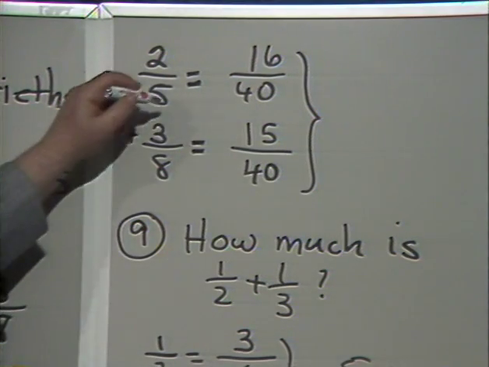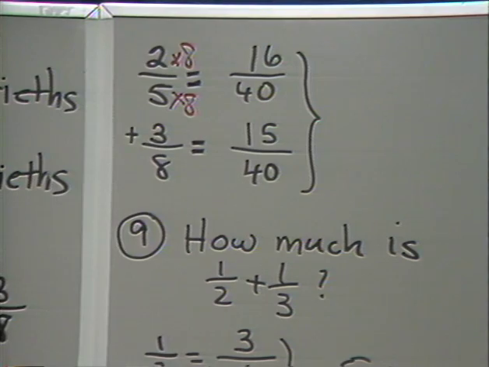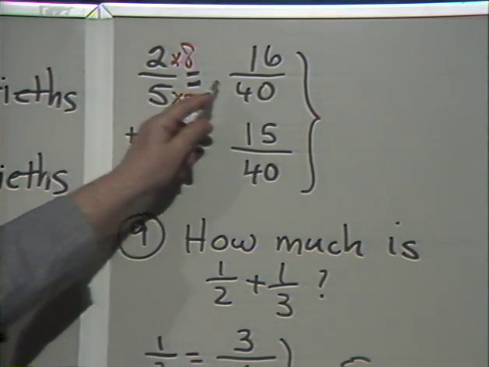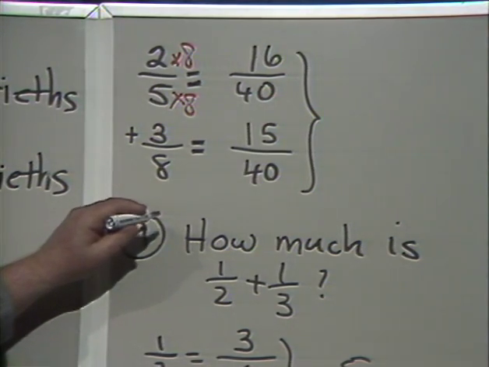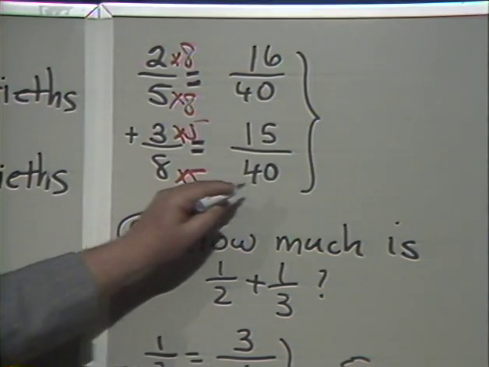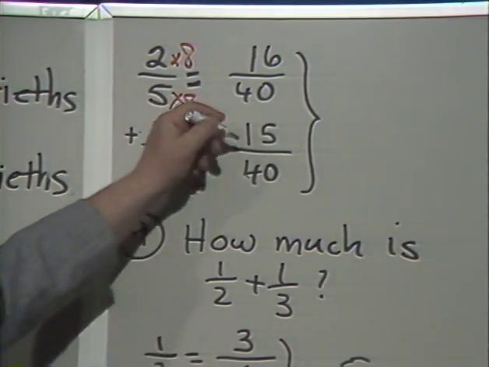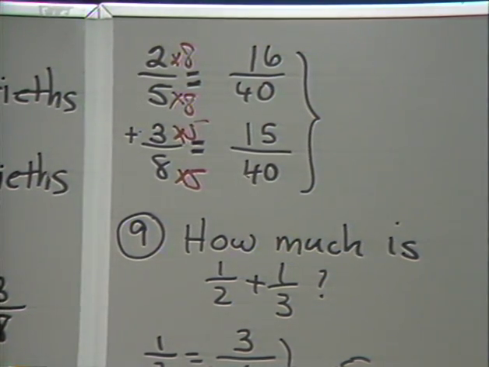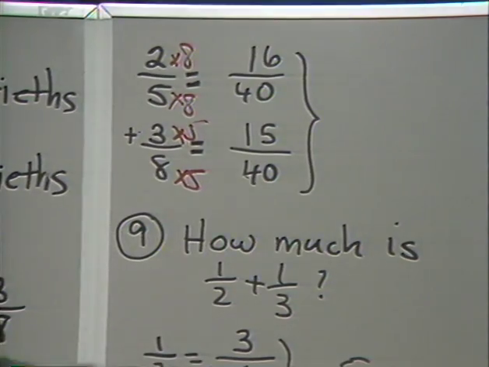Now you see, what you're going to do here is on the top one, you're going to multiply numerator and denominator by 8. See, 5 goes into 40 8 times. 8 times 2 is 16. You're going to multiply the second one, numerator and denominator, by 5. See, 8 goes into 40 5 times. 5 times 3 is 15. So you convert both fractions to a common denomination. Now you see, you can add the numerators, which gives me what?